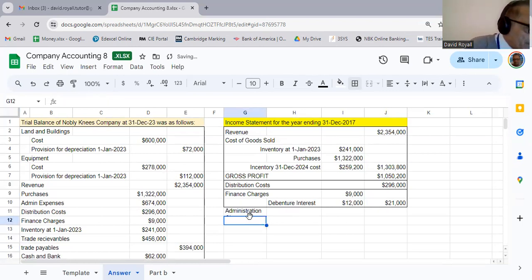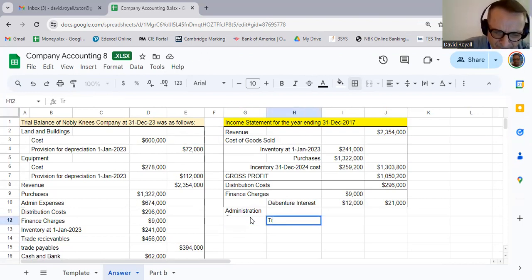There's going to be a fair bit on this, isn't there? Now, hopefully you've seen. Let's start with the trial balance figure.